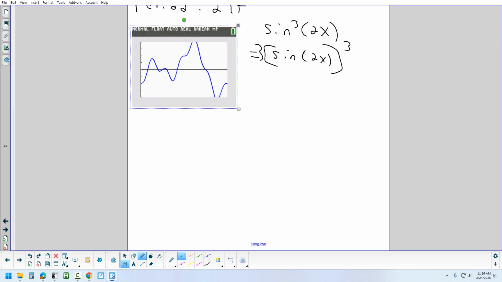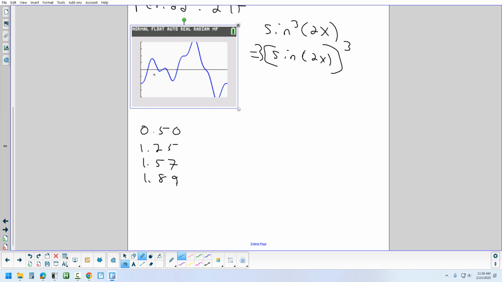So the 6 answers are 0.50, 1.25, 1.57. So those 3 in the middle are pretty close. That's the 1.25, 1.57, 1.89. Then there's a little bit of a gap and then an even bigger gap.